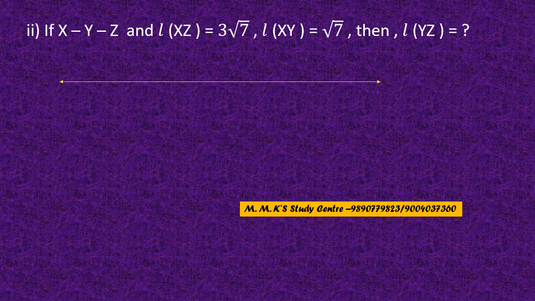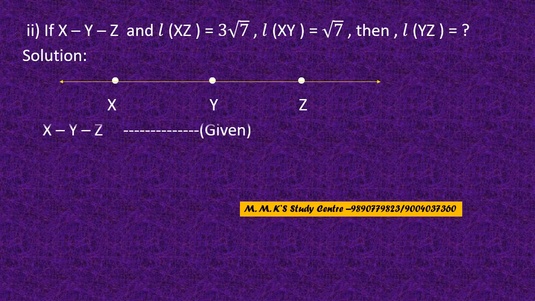Question 2. So question 2: X, Y, Z means betweenness is given. Y is between X and Z. Length XZ is given 3 root 7. Length XY is given root 7. We have to find out the length YZ. So here is your sketch first, because the question said sketch it first. So take a number line, take the 3 points on it and place them in proper order X, Y, Z.